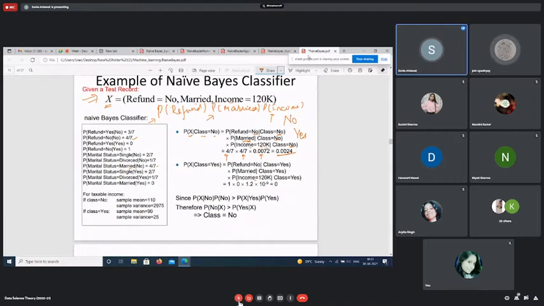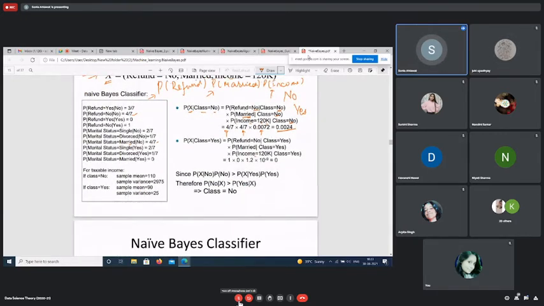After this, ma'am, we have to calculate for the yes class also. So for the yes class, we calculated: we got refund to be no, but the class belongs to yes. For no with class yes, there is 1 total number, so finally it is coming out to be 1, because it was 3 by 3. Then P of married with class yes.